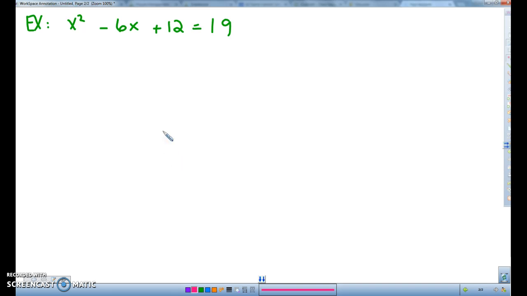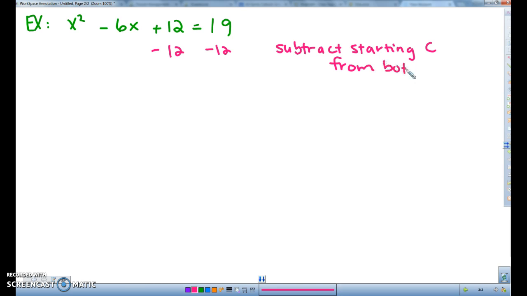So we'll start here. And our first step is going to be to subtract the starting c from both sides. Okay, so if we did that, we would get x squared minus 6x equal to 7.